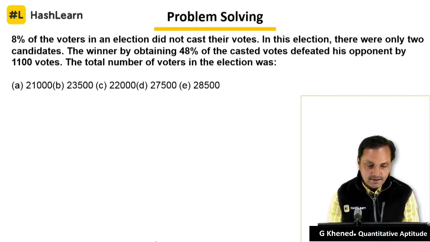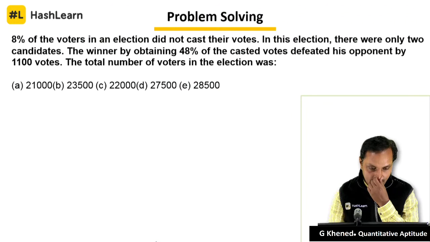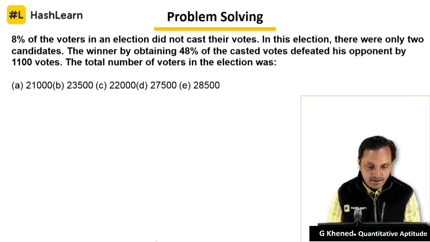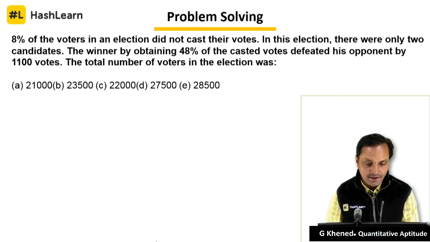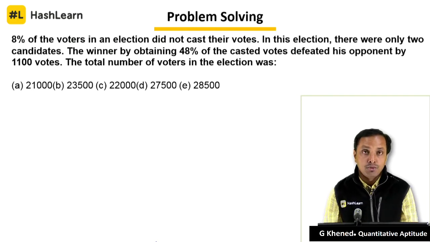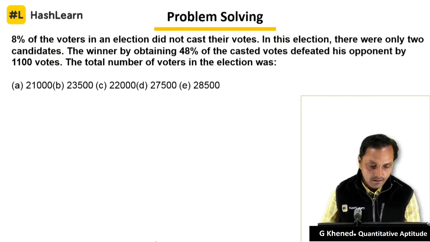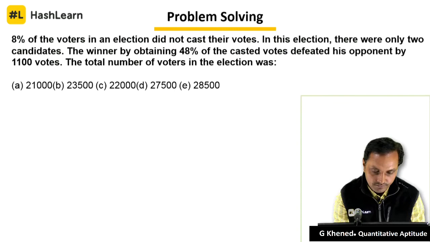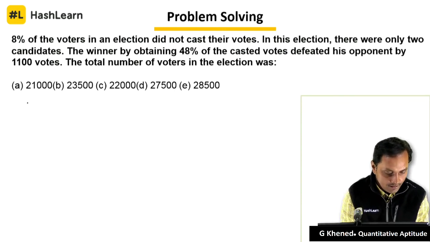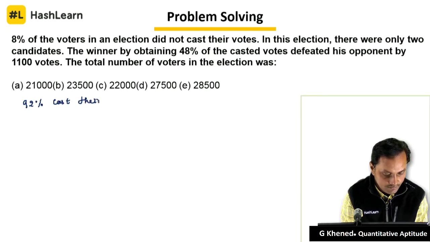Fine. Let's come to the next one. Similar question. 8% of the voters in an election did not cast their votes. See here, if 8% are not casting their votes, 100 minus 8 is 92% who cast their votes.